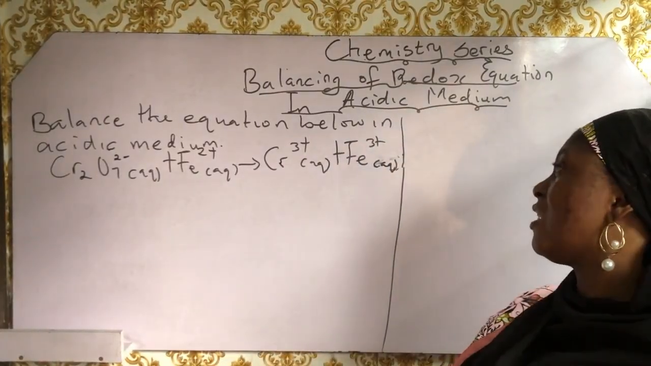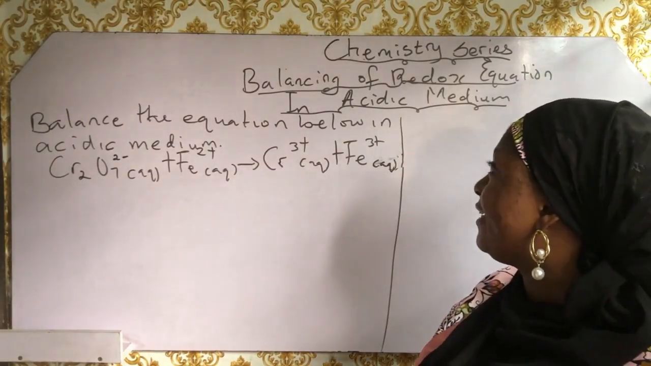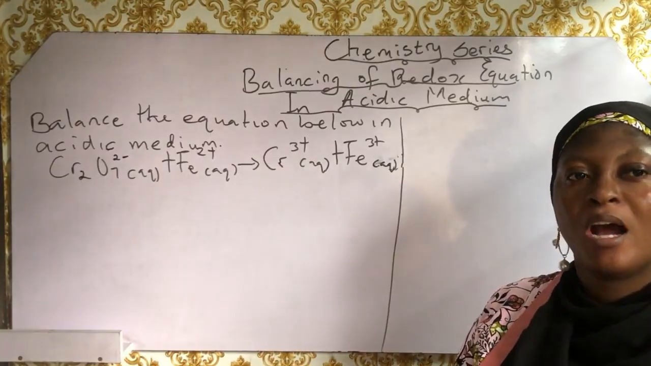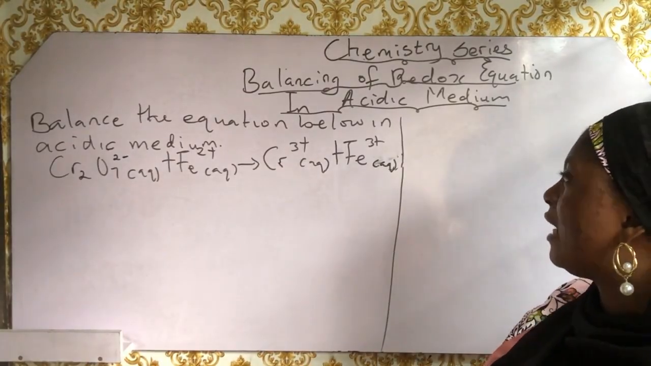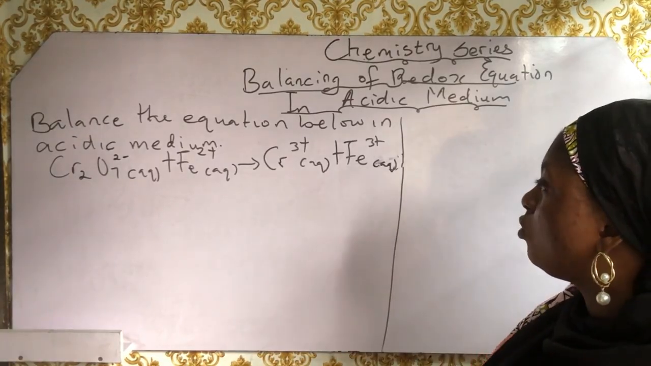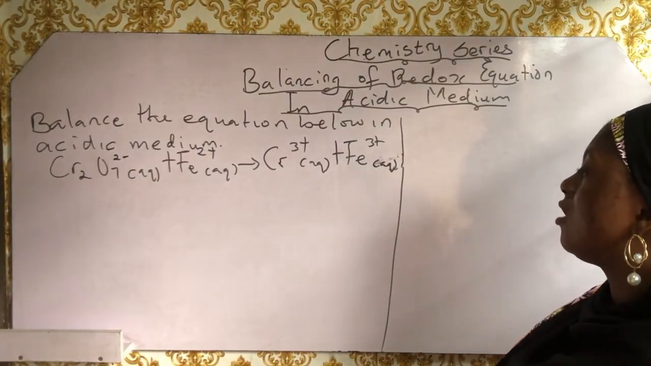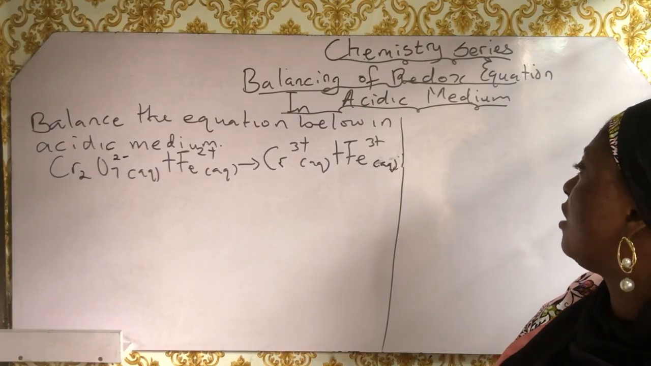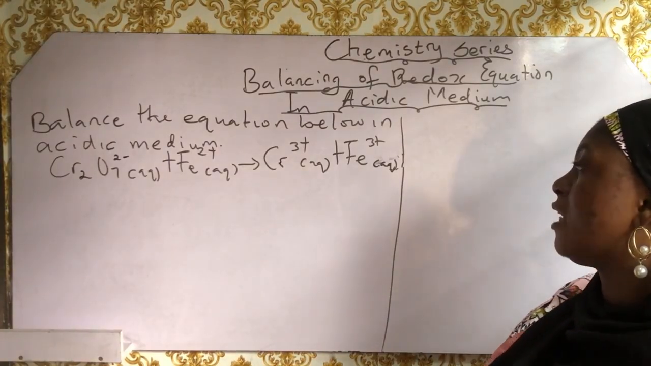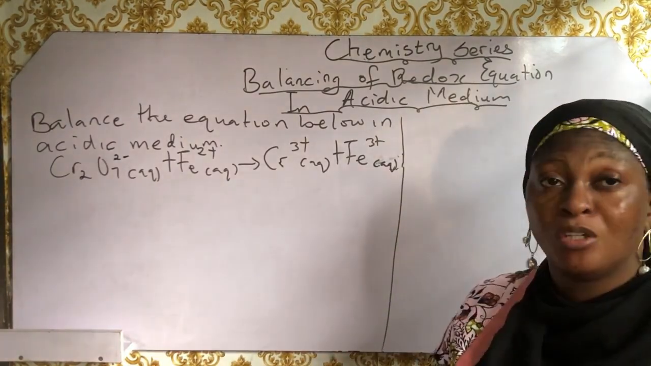In today's class, we are going to learn how to balance redox equations in acidic medium. We have the question on the board: balance the equation below in acidic medium. We have Cr2O7 2- aqueous plus Fe2+ aqueous to give Cr3+ aqueous plus Fe3+ aqueous. The first step is to write the equation in half reactions.